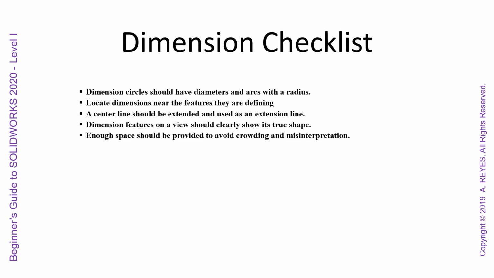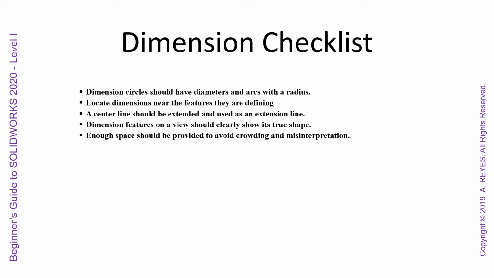Dimension circles should have diameters, and arcs should have a radius. So if it's a complete circle, you'll have a diameter. If it's not a complete circle, you'll want to dimension it with a radius. You want to locate dimensions near the features they are defining. A center line should be extended and used as an extension line. So if you have a part where you have a mirror or you're showing a center line, you want it extended through the part. We looked at this in the beginning when we had center lines and how they were placed on holes and things like that.